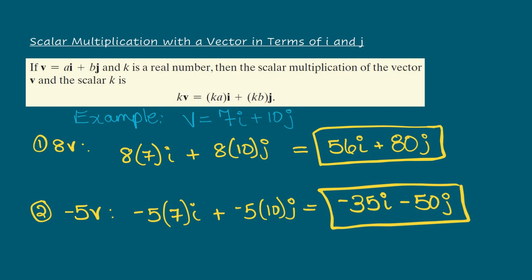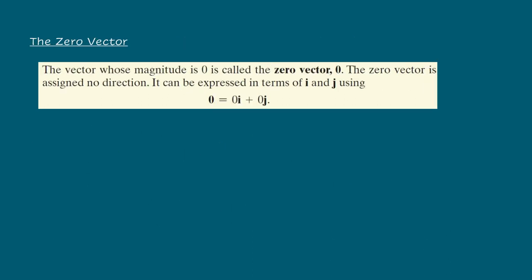We just follow the same rules that we've learned before. The 0 vector is a new vector that we haven't talked about, but the 0 vector is a vector whose magnitude is 0, and it has no direction. And when we express the 0 vector, it is expressed with a 0 component for i and a 0 component for j. When we add a 0 vector to any other non-zero vector, the resultant is equal to the given non-zero vector.